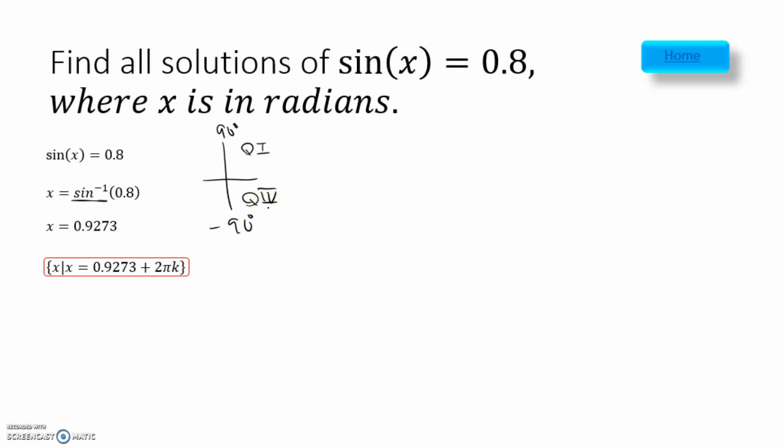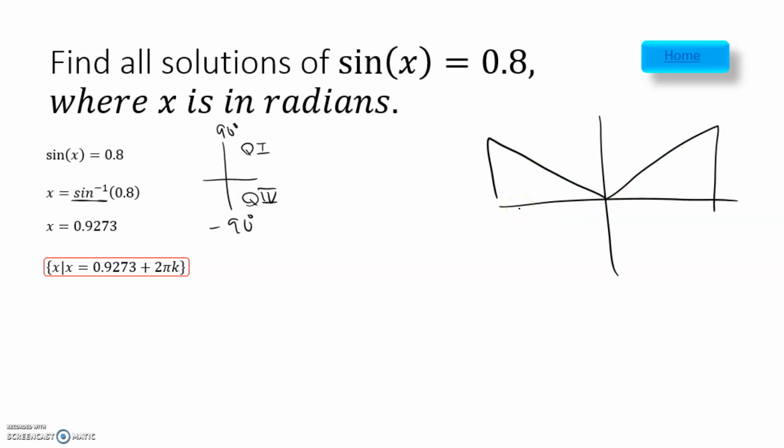Okay. So the first thing to ask is, all right, well, where is sine positive? So we have sine is positive in the first and in the second. Well, to find this little angle right here and right here, I'm going to take the inverse of sine of 0.8, and that gives me 0.9273. So that's what that angle is right here, 0.9273. Same thing here, 0.9273.